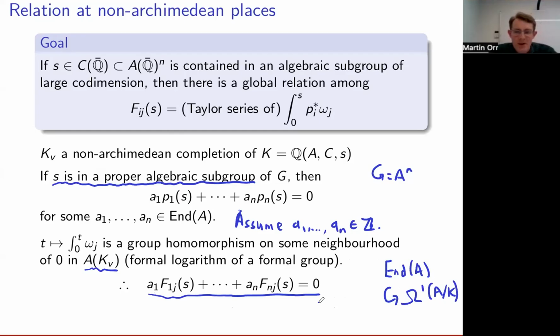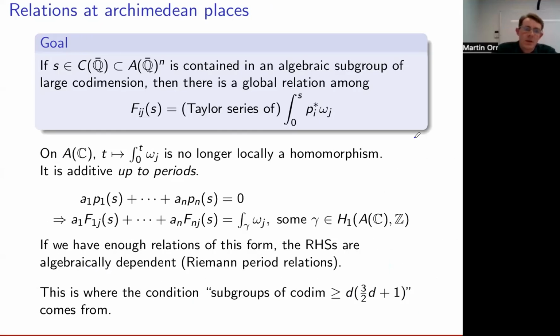So that's the non-Archimedean places where we can do this quite quickly, and we only need to be contained in a proper algebraic subgroup of any codimension at all. Now let's go to the Archimedean places. Over the complex numbers, this integral is no longer a homomorphism on some neighborhood of the origin. It wouldn't really make sense for it to be, because the complex points in an abelian variety don't contain simply connected open subgroups.